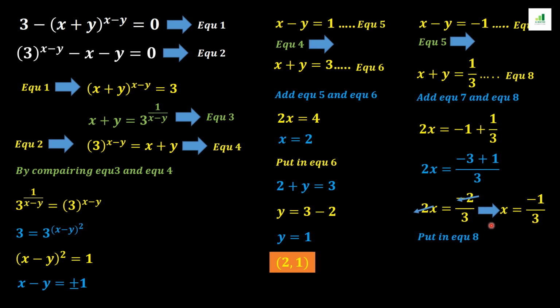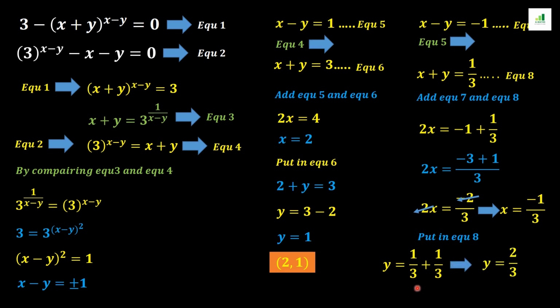Now we will insert this value to get the value of y inside equation number 8. As a result, I will get x plus y equal to minus 1 over 3 plus y equal to 1 over 3, and this value of x will move to the other side of the equation, and as a result we will get y equal to 1 over 3 plus 1 over 3. This 1 over 3 will remain the same, and the value of x, which has a minus sign, will move to the other side of the equation and convert into 1 over 3.